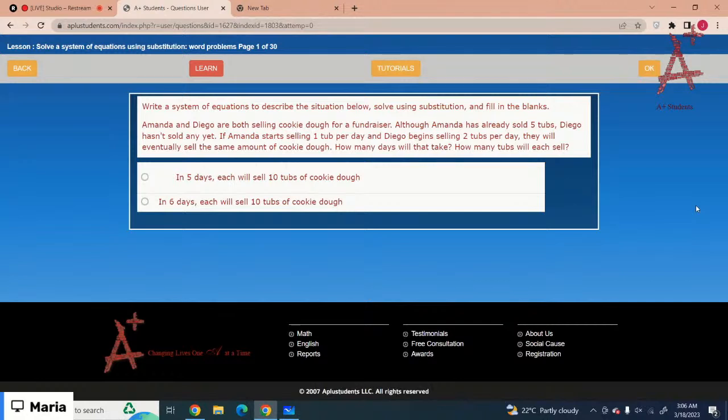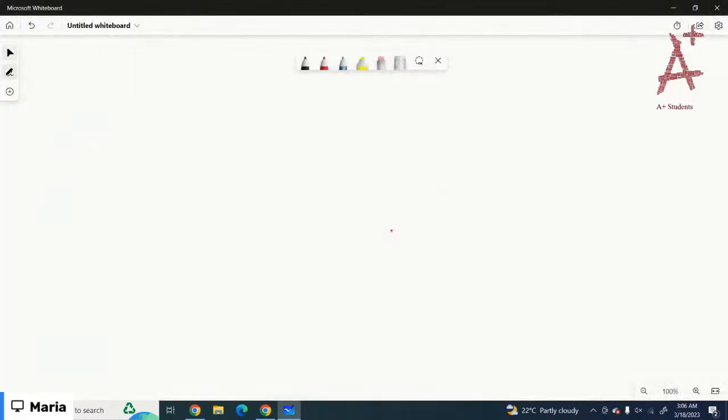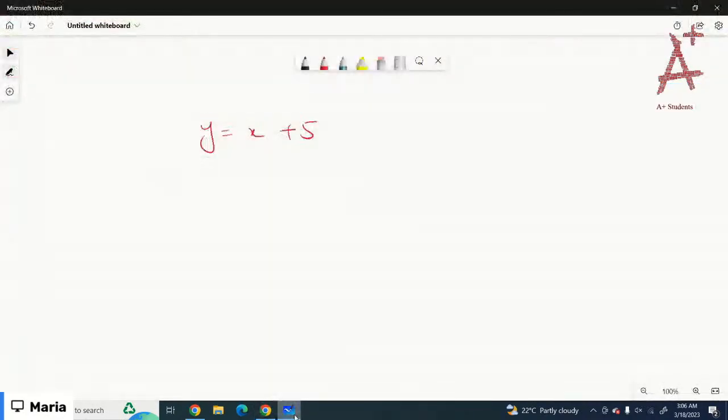Amanda has already sold 5 tubs, Dico hasn't sold any. If Amanda starts selling 1 tub per day and Dico begins with 2 tubs per day, the first equation is y equals x plus 5, because she already sold 5 of them. And for Dico, who hasn't sold any, it would be y equals 2x. Got it? x is days and y is the tubs.